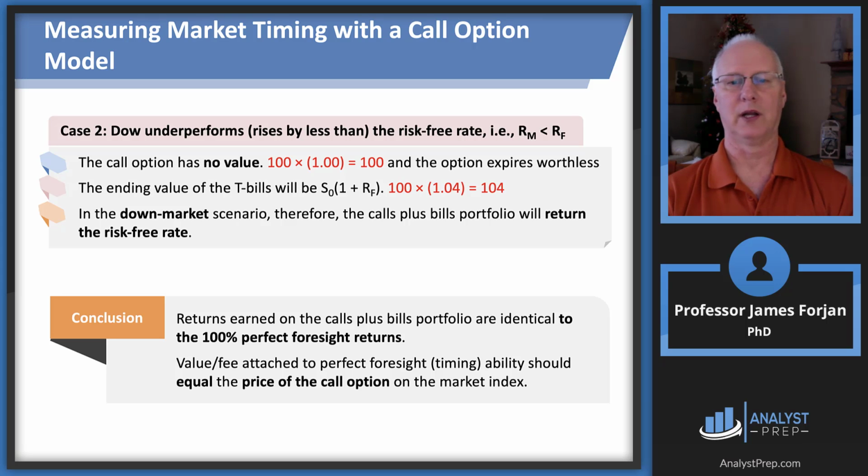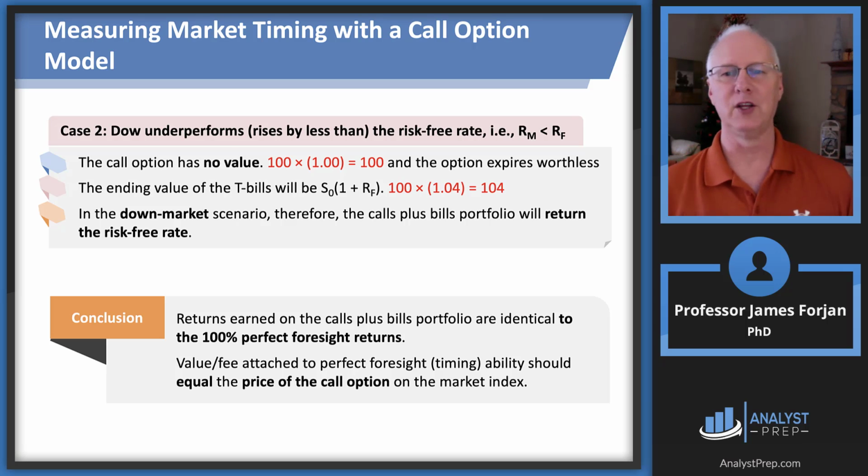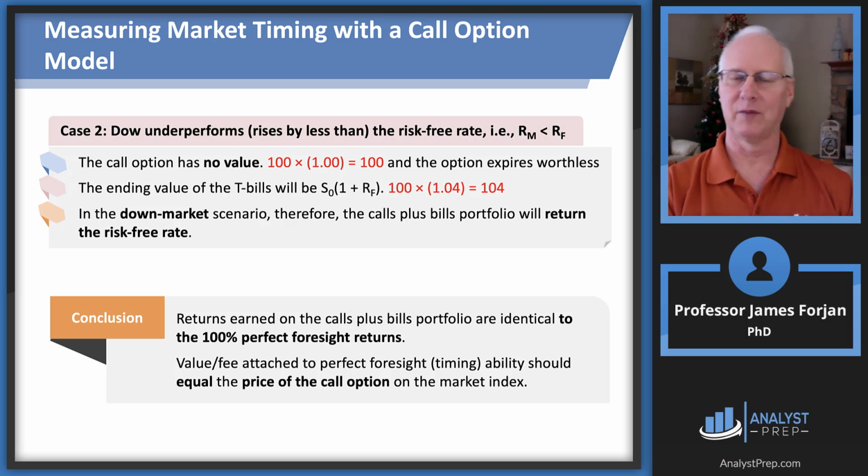So in a down market scenario, the call plus the bill will return the risk-free rate of interest, which was 4%. And this example is pretty true for lots and lots of examples in finance, where you can use a derivative security to layer another investment, and it replicates or mimics the performance of something else. I show my students this all the time in class.